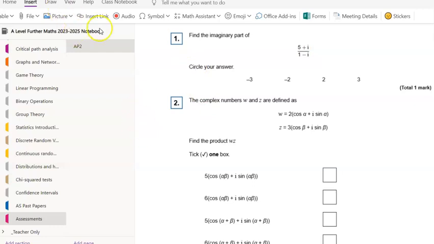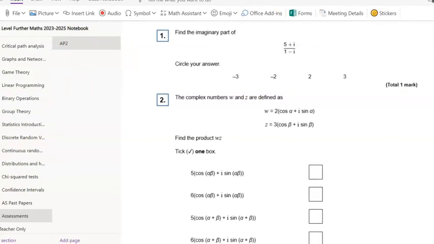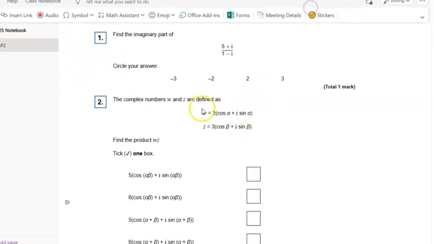If you want to access this file, have a look on the left-hand side here. It's in your Further Maths class notebook on Teams, in the assessment sections under AP2. I'm going to do some questions together and some on their own, so you don't have to watch all of it. I'll do the multiple choice ones first, and then I'll do the rest of them in separate videos.